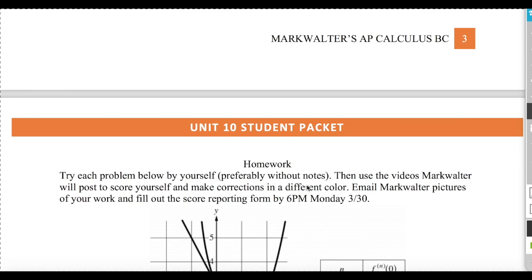Then I want you to email pictures of your work to me so I can see it, and fill out the score reporting form by 6 p.m. Monday, March 30th. It'll be up on my website sometime this weekend for you to be able to fill out and let me know how you're doing.